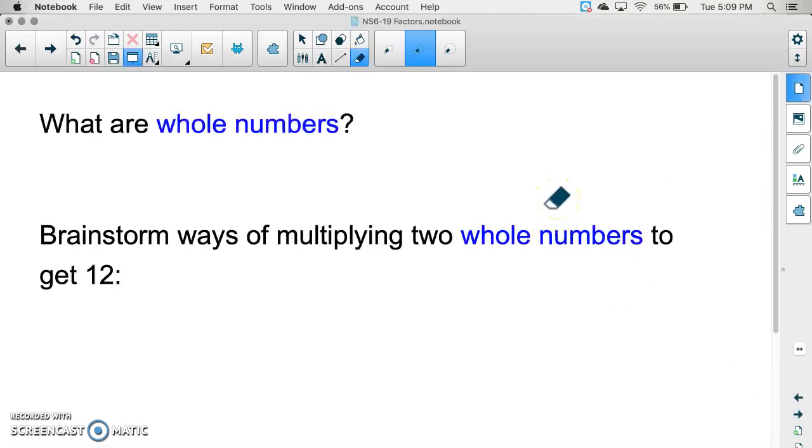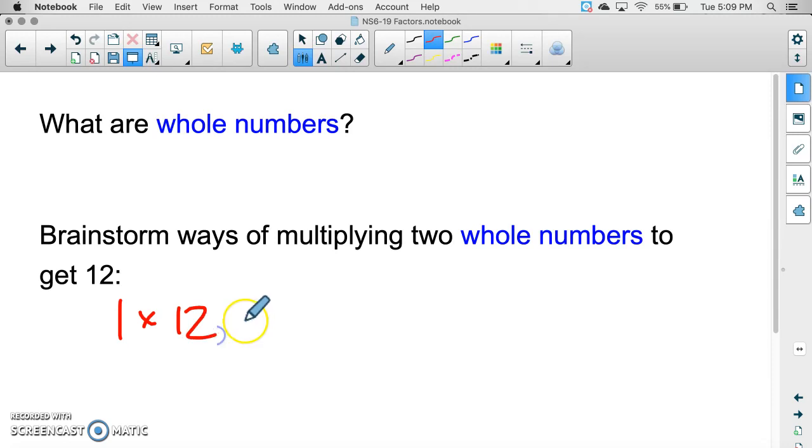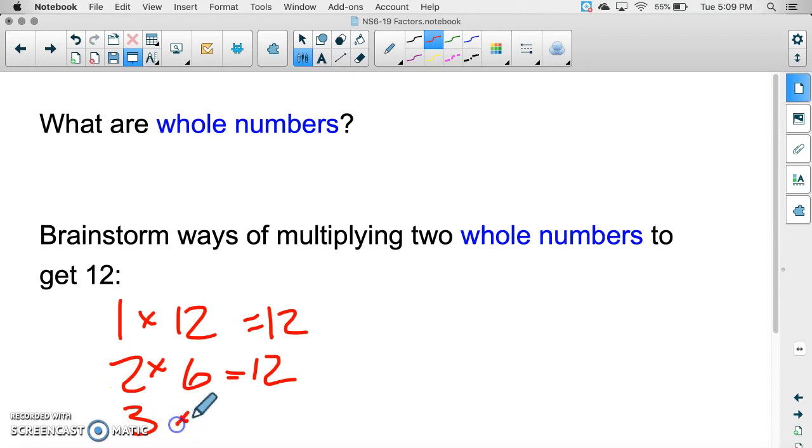What are whole numbers? A whole number is a number like 0, 1, 2, 3, 4, and so on. So let's together brainstorm ways of multiplying two numbers to get to 12. What are all the ways that you can think of to get to 12? Well, let's start with 1. We know that 1 times 12 is going to get us to 12. We know that 2 times 6 will get us to 12. We know that also 3 times 4 will get us to 12.